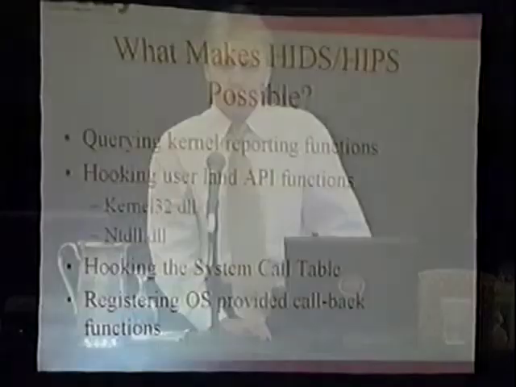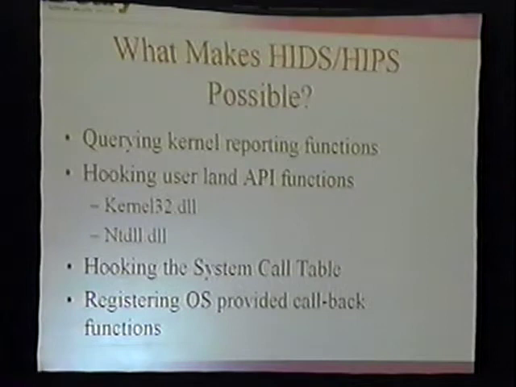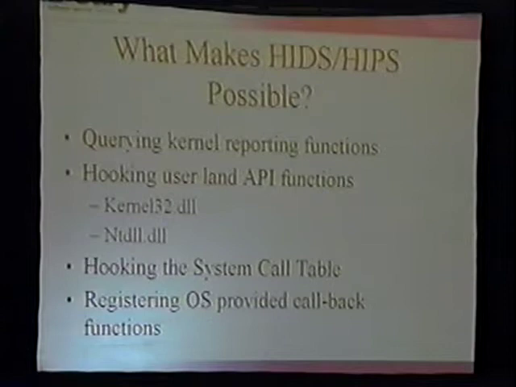HIPS uses things like they can query the kernel just like any other application, like Taskman does, etc. They can hook userland API functions to try to get into the code path. They can hook the system call table also to try to get into the code path. Most any HIPS or HIDS that you've seen that do registry monitoring, they monitor the registry access. They have to hook the system call table. There's about 9 functions in there they're looking for.